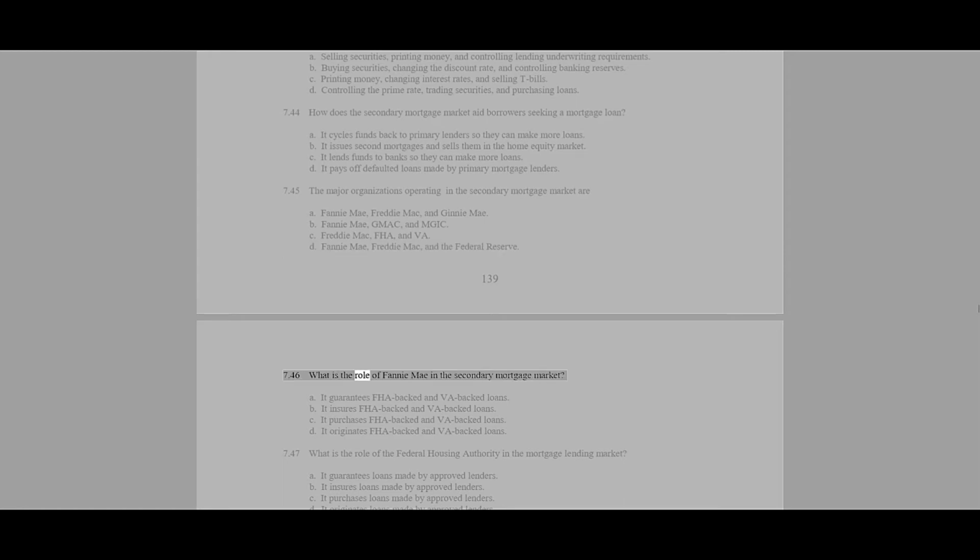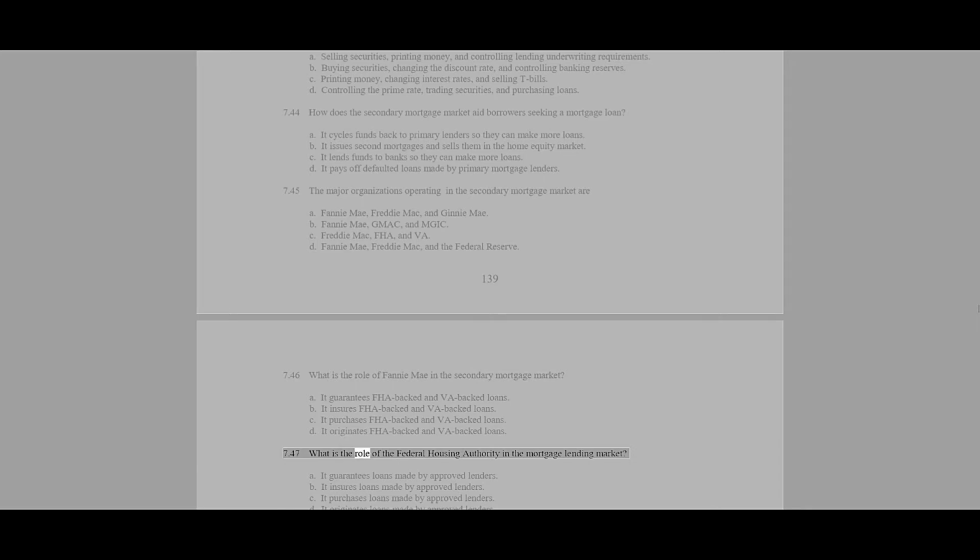7.46 What is the role of Fannie Mae in the secondary mortgage market? A. It guarantees FHA-backed and VA-backed loans. B. It insures FHA-backed and VA-backed loans. C. It purchases FHA-backed and VA-backed loans. D. It originates FHA-backed and VA-backed loans.